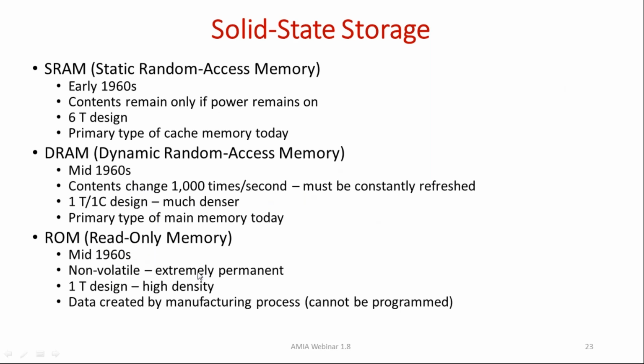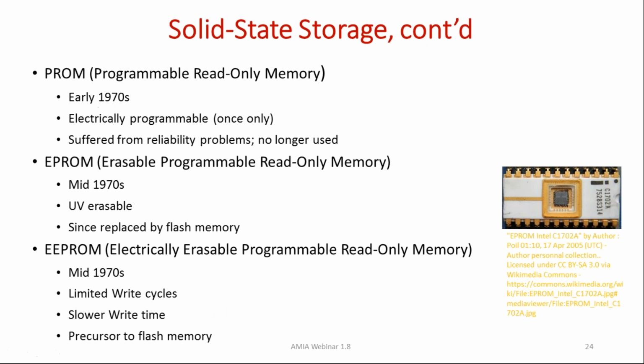And then finally, for this slide, we have read-only memory, which again was invented in the mid-60s. It's non-volatile. It's extremely permanent, easily 1,000 years. And it also uses just a 1T design, doesn't even need a capacitor. It's very high density. So a lot of nice things about it, but the problem is you can't record to it. That's why it's read-only. The data is created by the manufacturing process, just like our ROM disks that we talked about in optical. The data is stored by the manufacturing process. So no chance of storing that yourself.